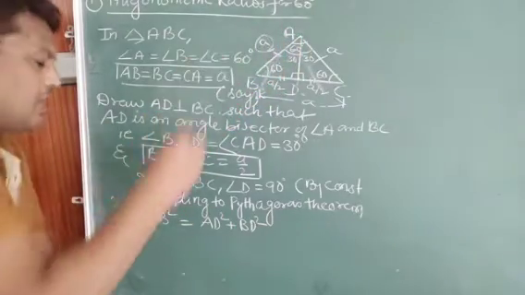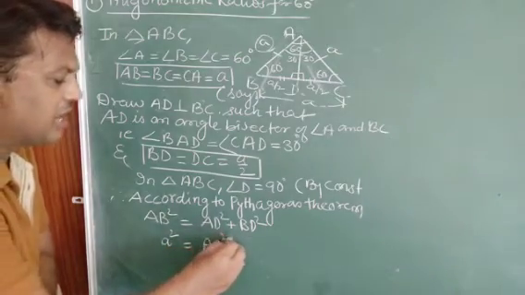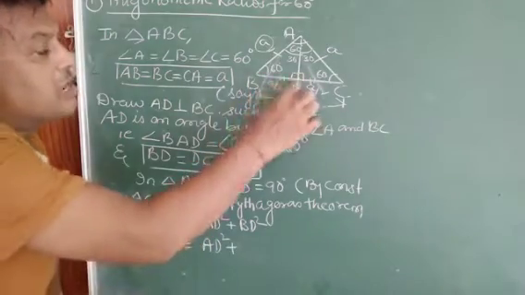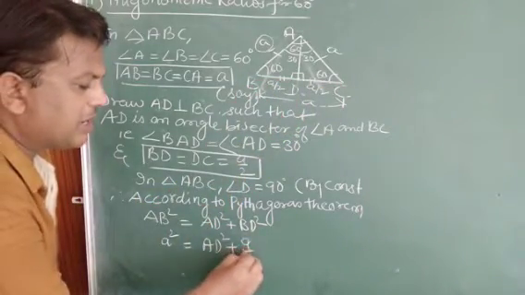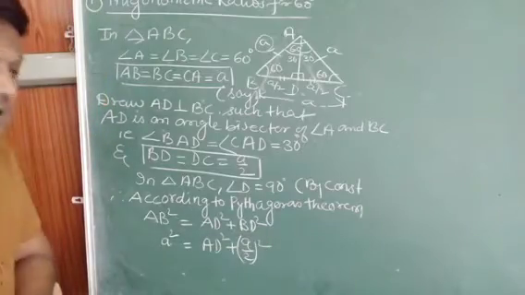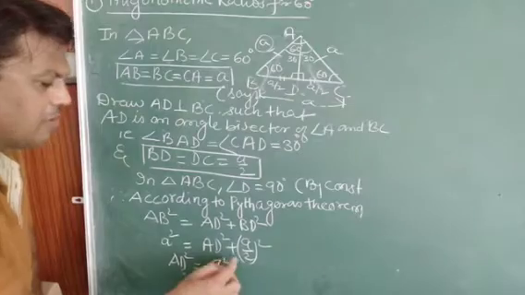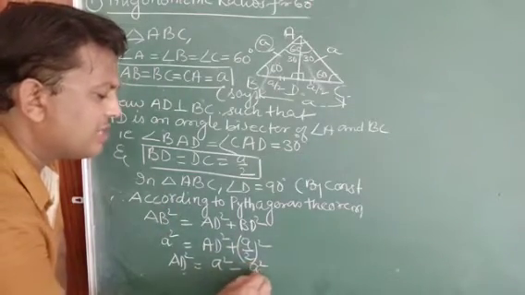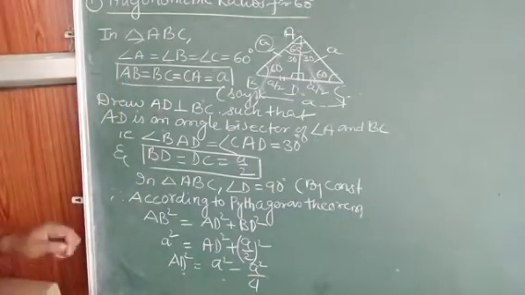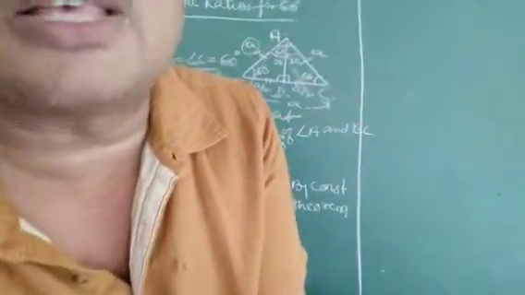AB we have taken as A. So small a square is equal to AD, which we have to find out, plus BD. This BD is half of BC, and that is A by 2. So A by 2 whole square. Okay children, so AD square is equal to, bring that side, A square minus (A by 2) whole square. 2 whole square is 4, so we can say that AD square is equal to A square minus A square by 4.